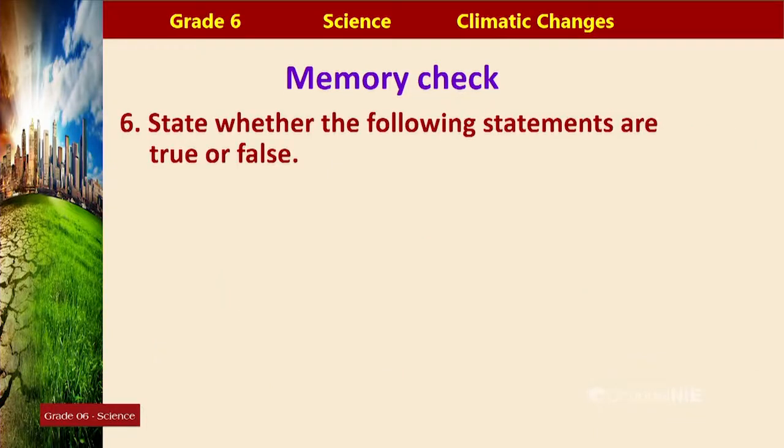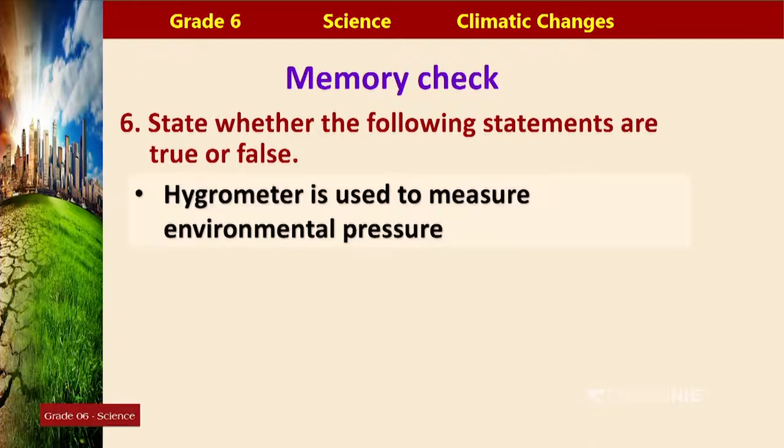Tell me whether these statements are true or false, children. Hygrometer is used to measure environmental pressure. Is it true or false? Yes, what do you think? It is false. The hygrometer is an instrument used to measure the humidity of the atmosphere.